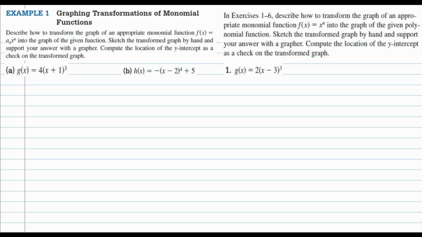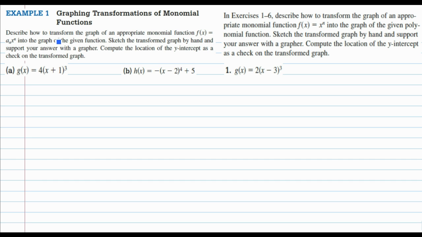So let's start example 1. Graphing transformations of monomial functions. Describe how to transform the graph of an appropriate monomial function f of x equals a sub n x to the n into the graph of the given function. Sketch the transformed graph by hand and support your answer with a grapher. Then compute the location of the y-intercept as a check on the transformed graph. Holy moly! Okay, so let's start out with the first part.